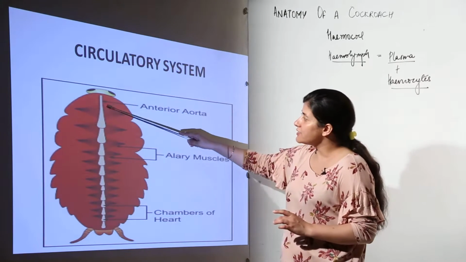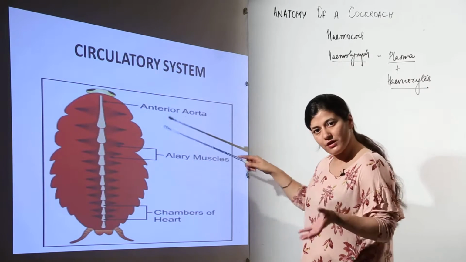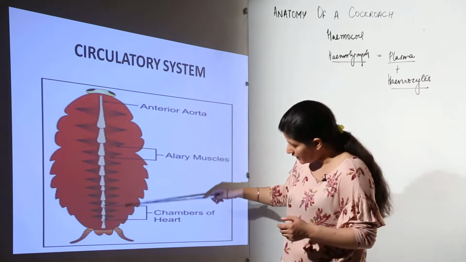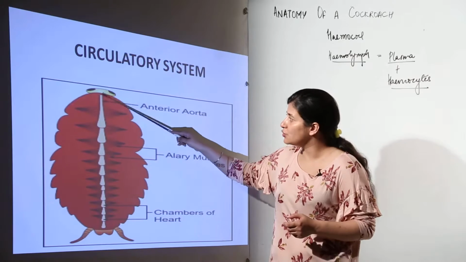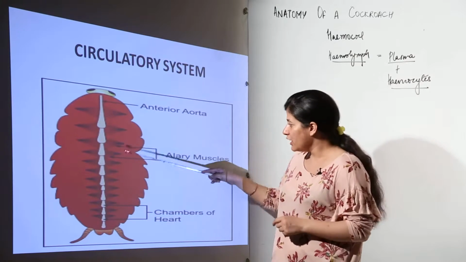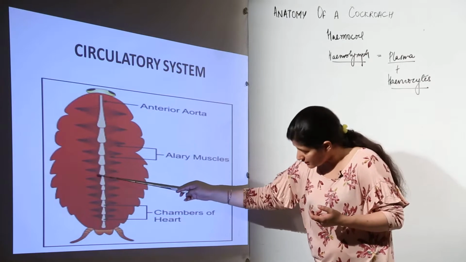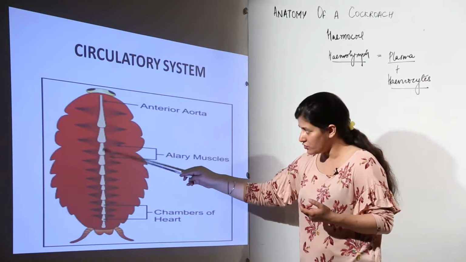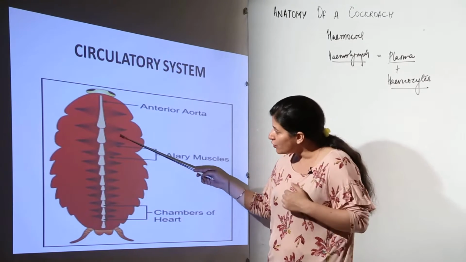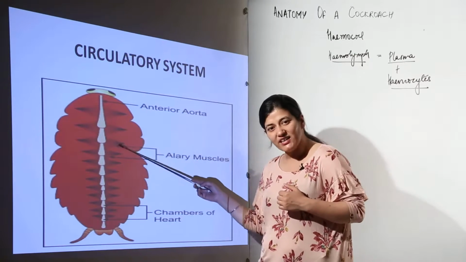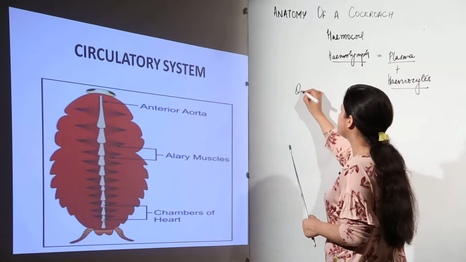You see, there is an anterior aorta which opens up into the sinuses. So, every time the blood would be coming inside the heart, and it would enter the sinuses through the anterior aorta's opening. We have alary muscles, that are the heart muscles. This much part is heart, individual segments, individual heart, and it is having openings through which the blood from sinuses enters inside it, and those openings are known as ostia.